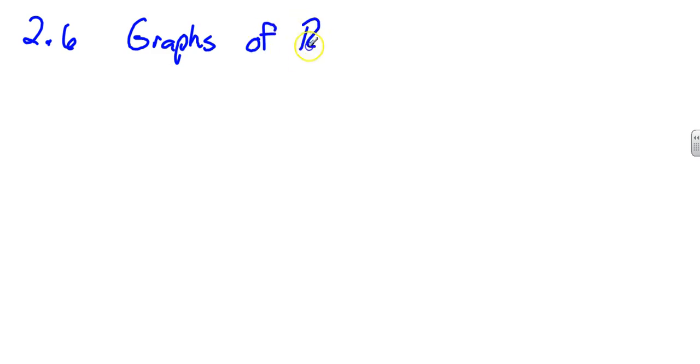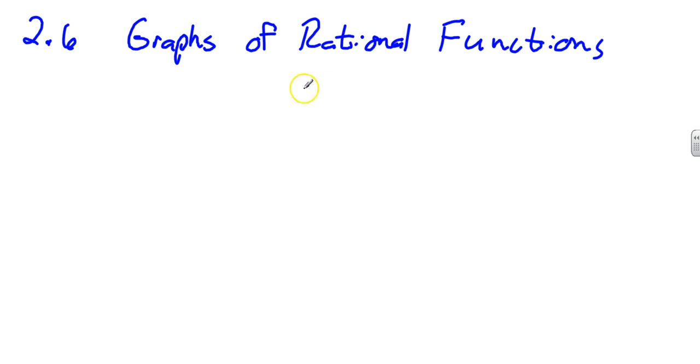For this part, we're getting away from just a basic quadratic. In 2.6, they're going to graph rational functions. Now, when you see rational, that's just a fancy word for fraction. So these are fractional functions, if you want to think about it this way.